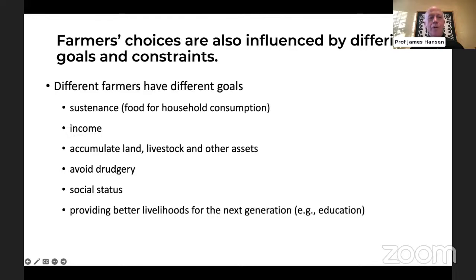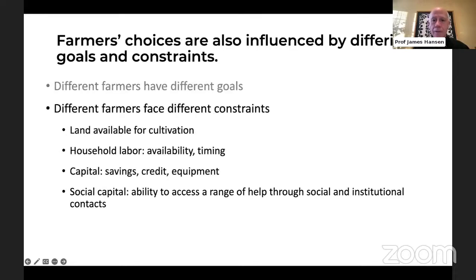Some examples of farmer goals would be sustenance, income, accumulating productive assets such as land or livestock, avoiding drudgery, unpleasant work, social status, providing better livelihoods, better lives for their children, for example, through education.